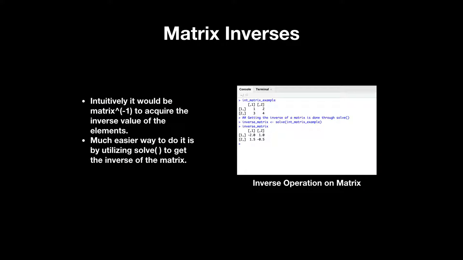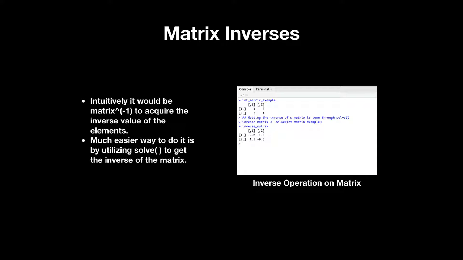So, getting an inverse of the matrix. In previous math classes, you should have seen what this operation does. It inverts the matrix itself, which intuitively you would think is matrix to the negative first power, or to the negative x, to acquire the inverse value of the elements. A much easier way to do this, instead of getting that notation down, is by utilizing a function named solve. Solve is used to get the inverse of a matrix.